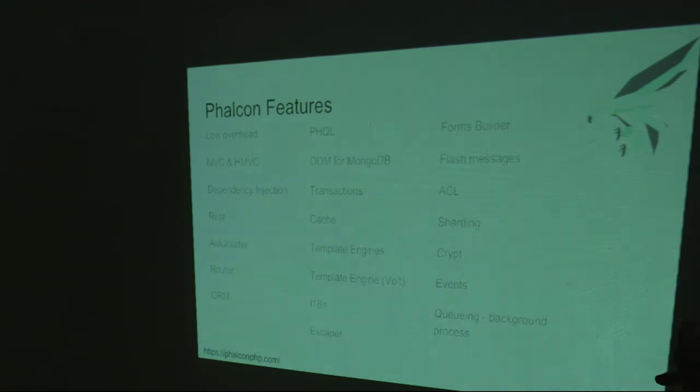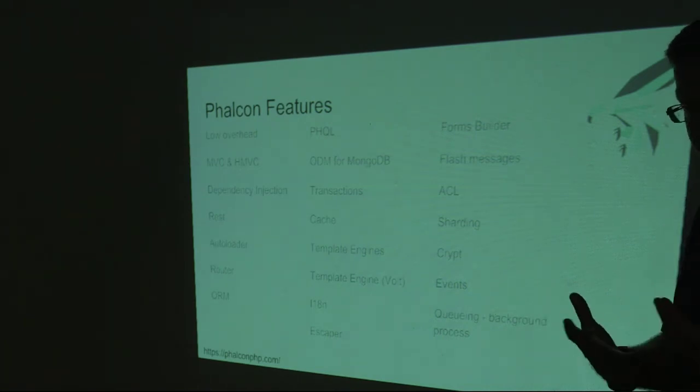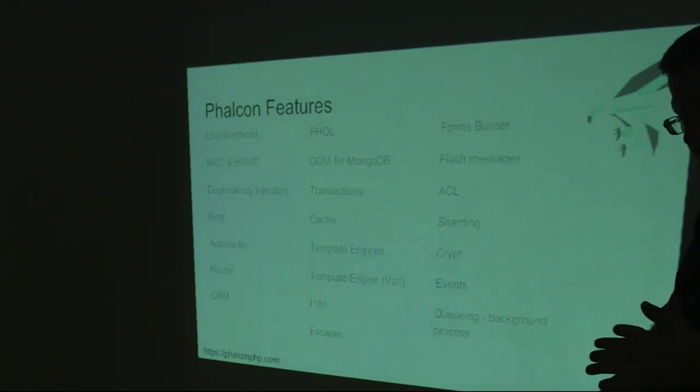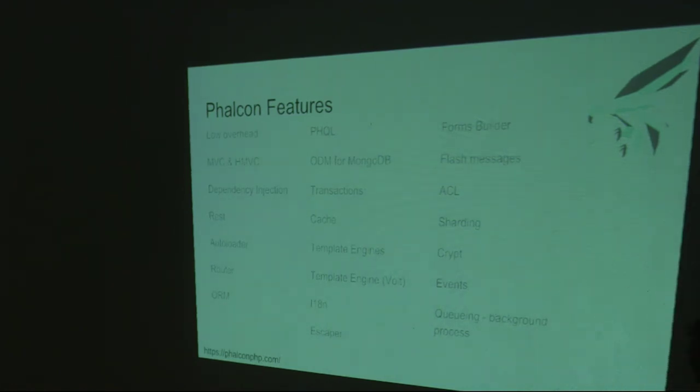You have a crypt component, you have a template engine, which is called Volt, but you don't need to use it. You can use Mustache, or you can use Twig, or anything like that. So you can pretty much put a new engine in it and it will work.